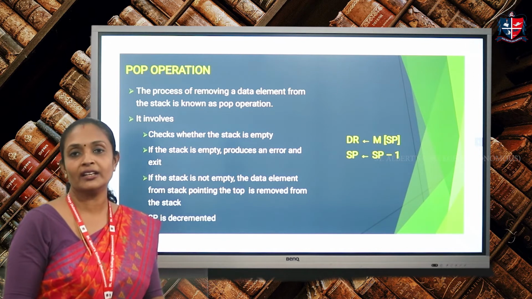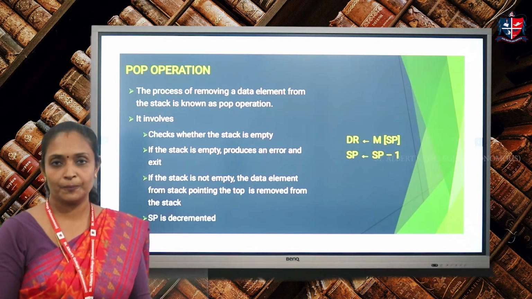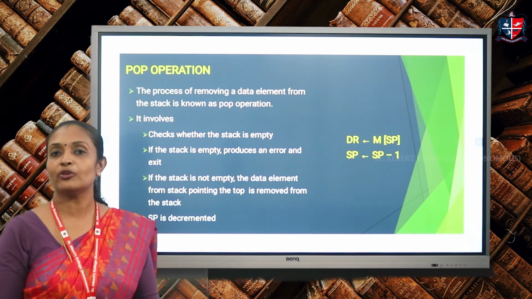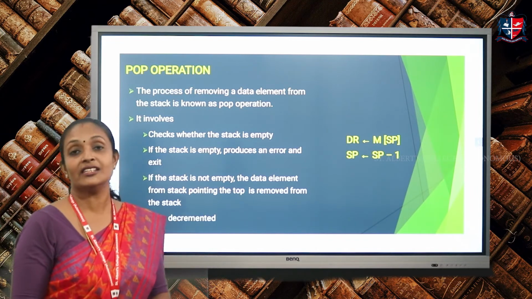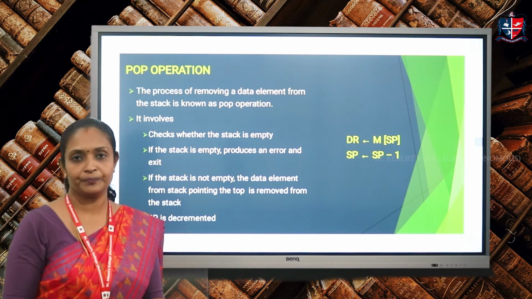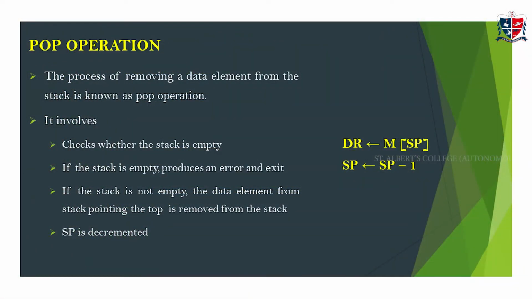So how can we do that? For that purpose, we are using the 1-bit register EMPTY. We have to check the value of the EMPTY register. If the value of the EMPTY register is 1, it indicates that the stack is empty. So if the stack is empty, it produces an error and exits. And if the stack is not empty, that means we can remove an item from the stack.